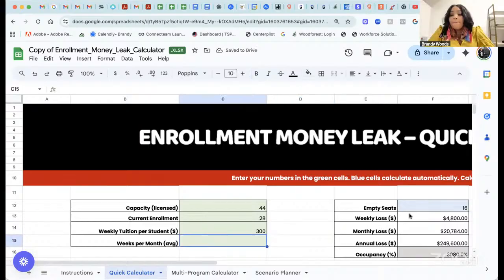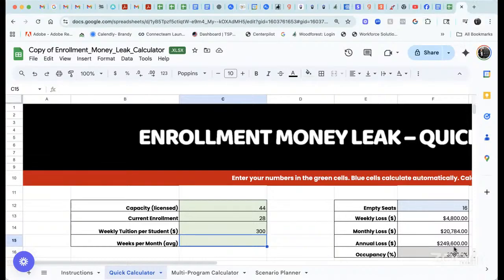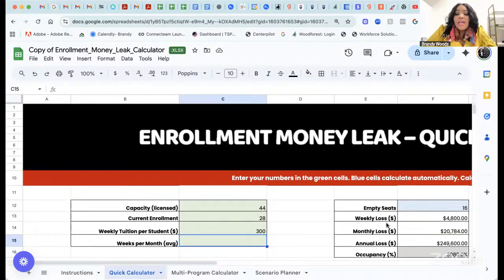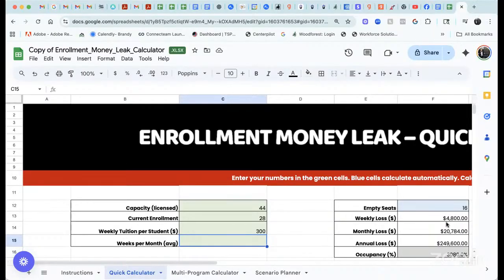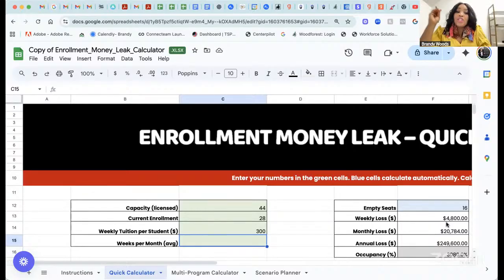All right, so basically this is saying your revenue gap is, Jesus, 249,600. Your weekly loss, if we had these 16 kids, you would be making about 4,800 more per week, or about 20 more thousand per month. So let's think about this. If you were making an extra 20,000 a month for just the rest of the year, how would that change your business?